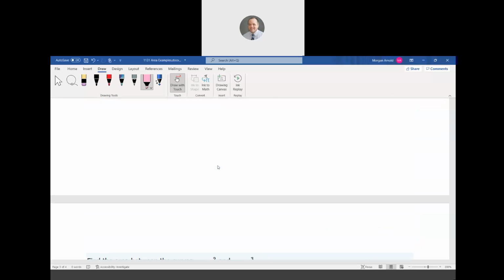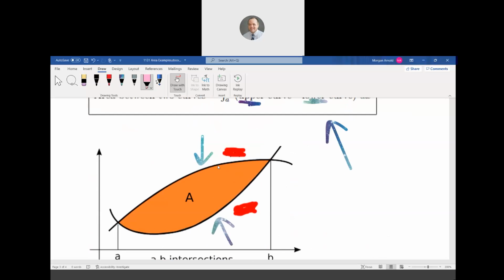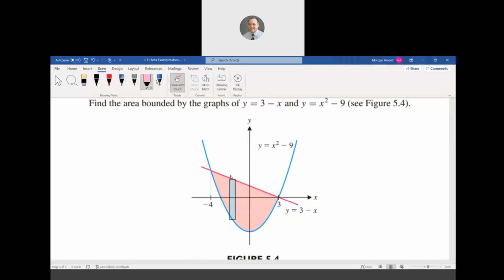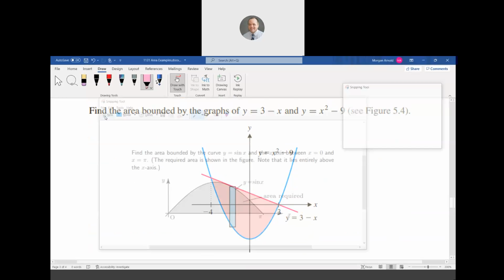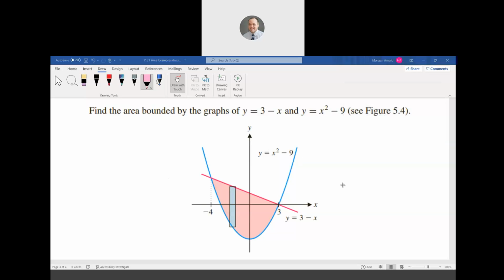We'll deal with that in just a moment. But let's look at this first example. And I'm going to screenshot the problem itself as well as the figure.